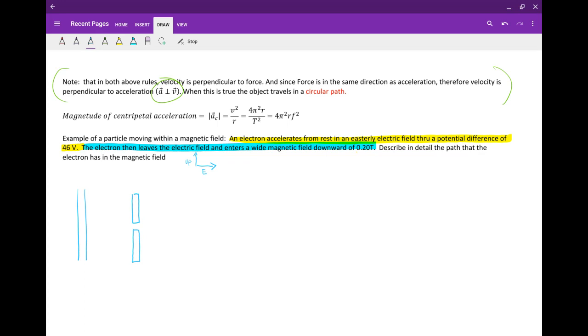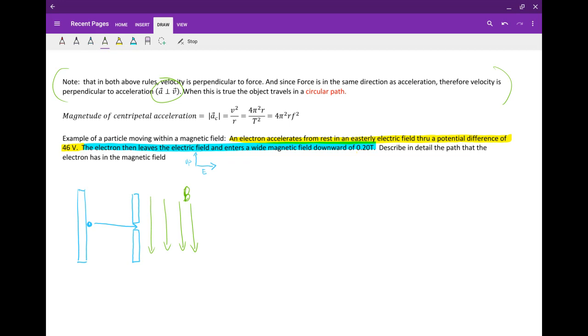This is just like a little hole. And we got an electron sitting here, and it's accelerated east in this field. All right. Then we've got a magnetic field that's pointed down. B. All right.